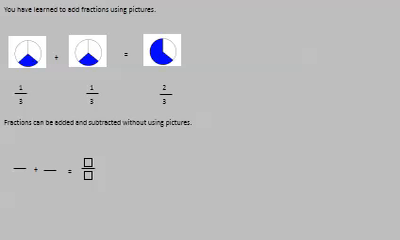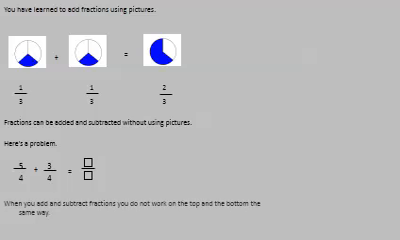So what if I don't have a picture? What if I need to add but I don't have a picture? You have an example here. We have 5 over 4 plus 3 over 4. You have to know that when you add and subtract fractions, you don't work on the top and the bottom together. You work only on the top. Let us see what that means. We're going to do this exercise using coloring parts.